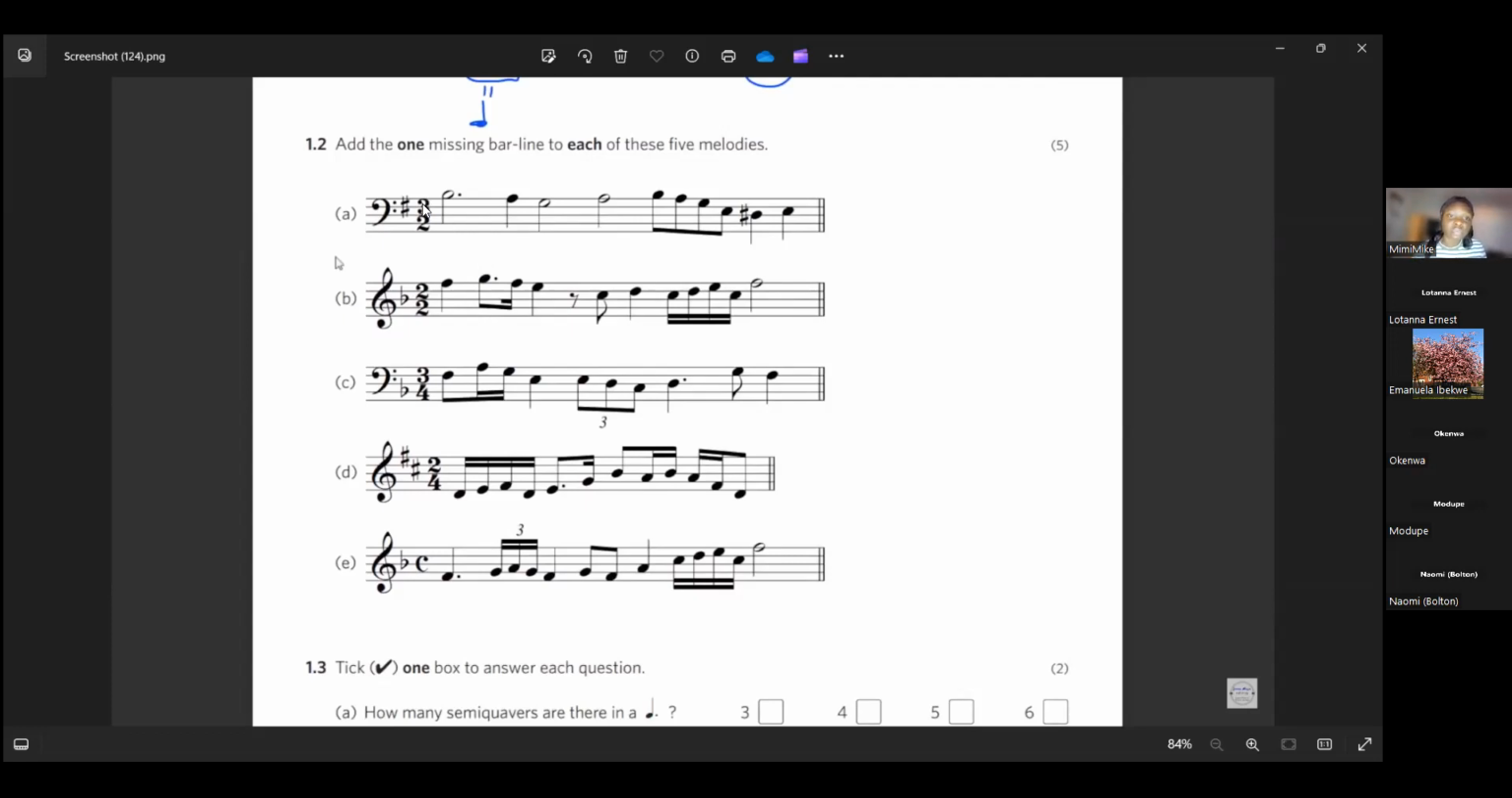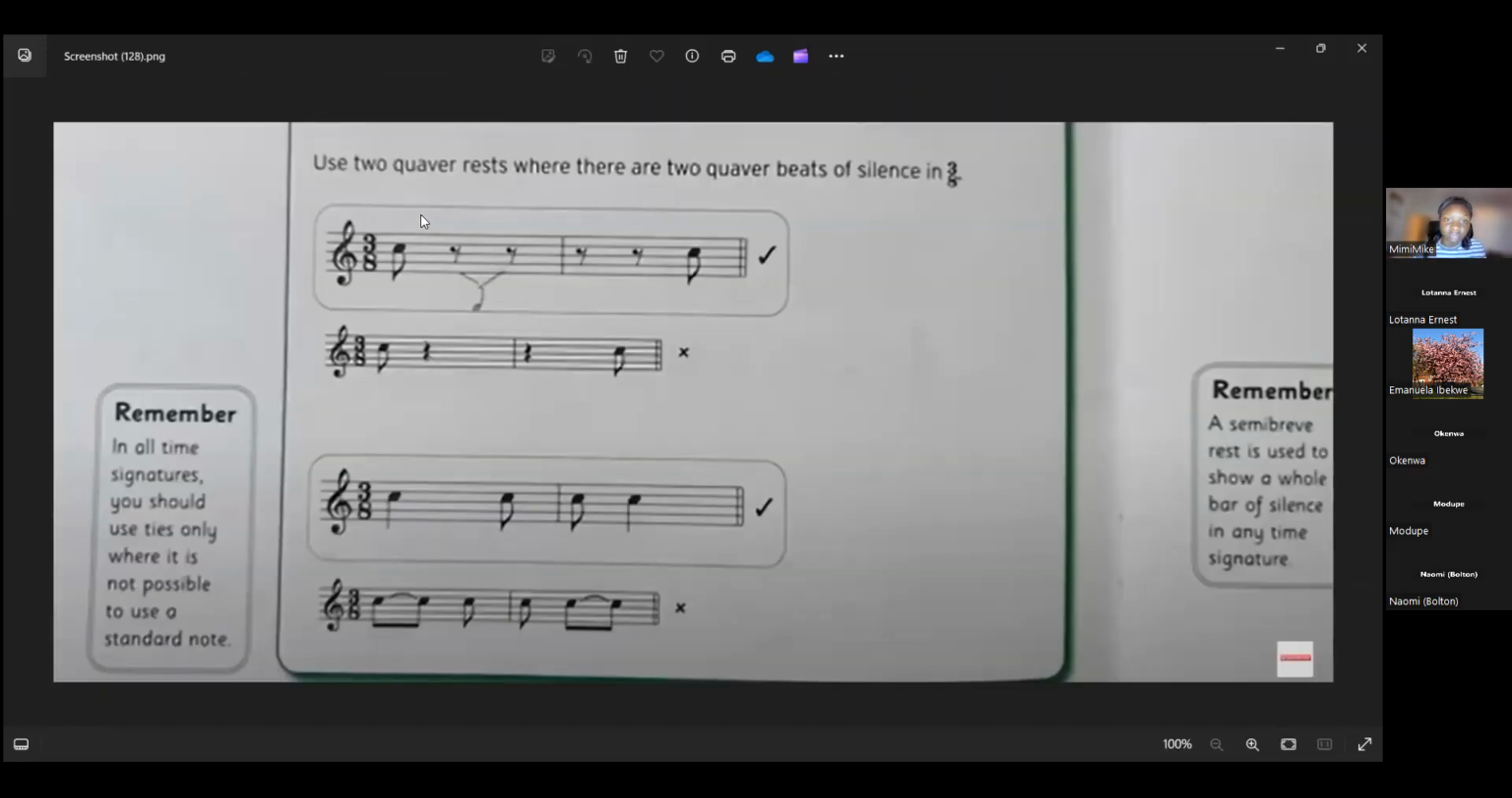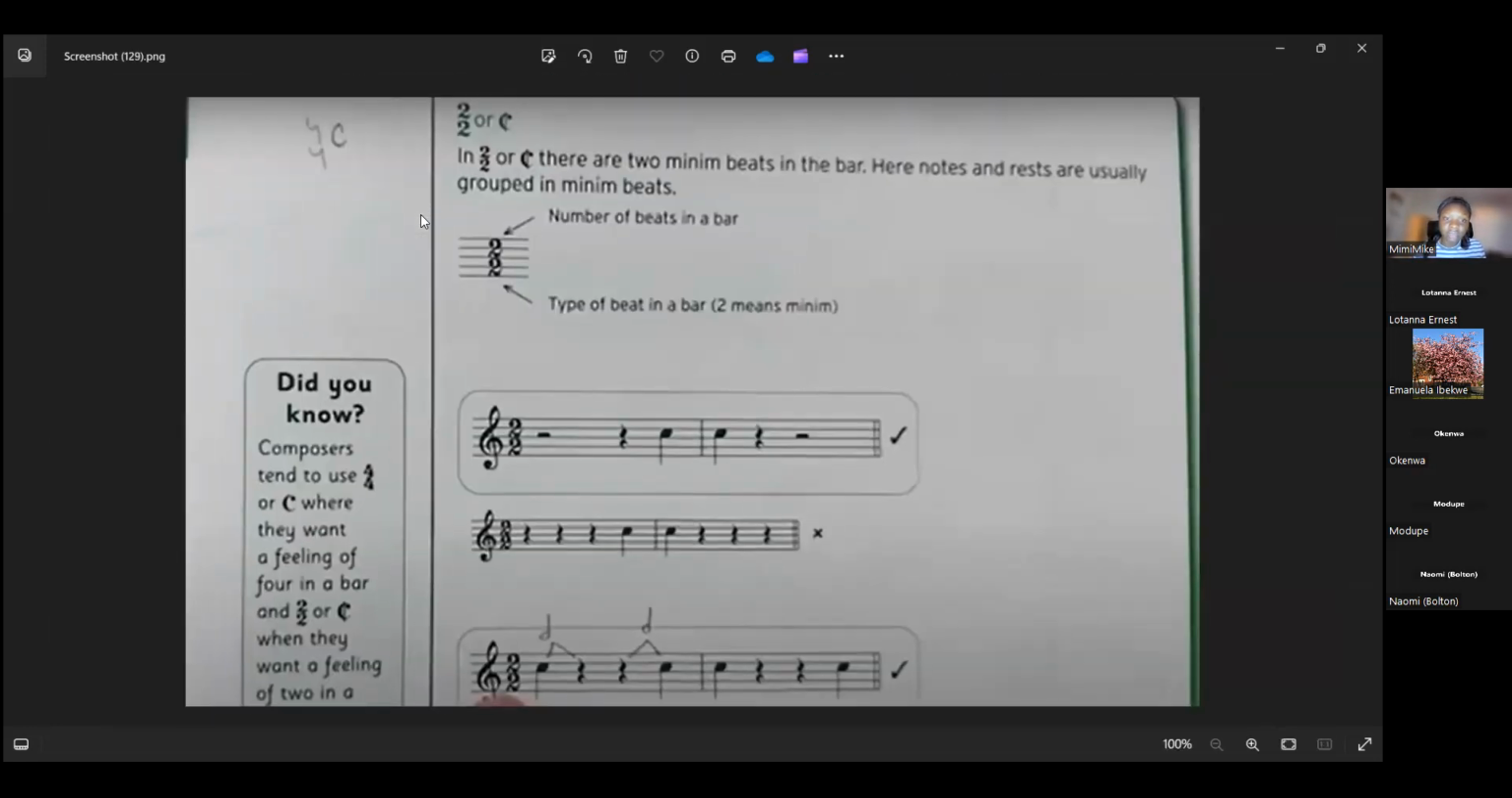So you need to know that when you see 3/2 on musical pieces, if you count it, the bars are always complete. So when you see them represented like this, take your time to count them so that you get the time signatures right.